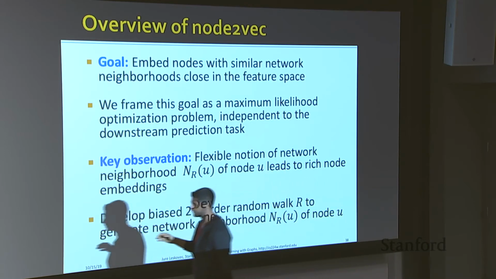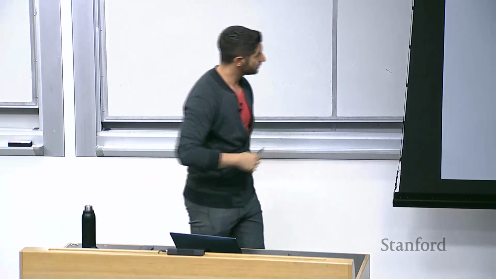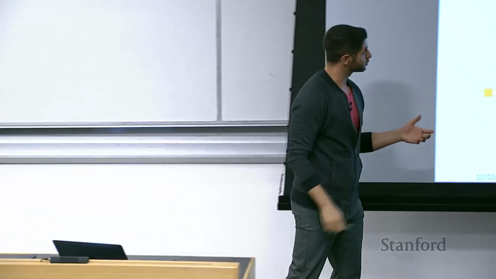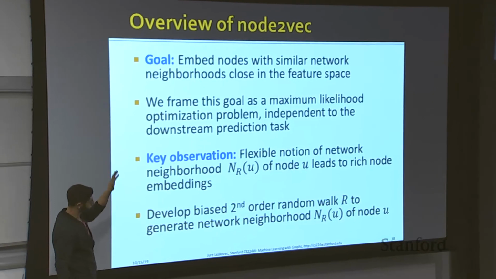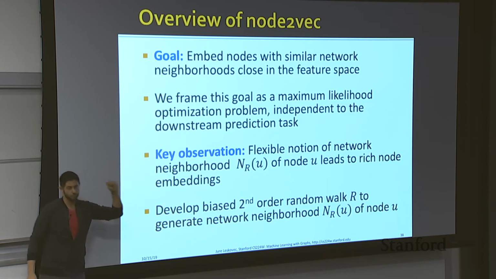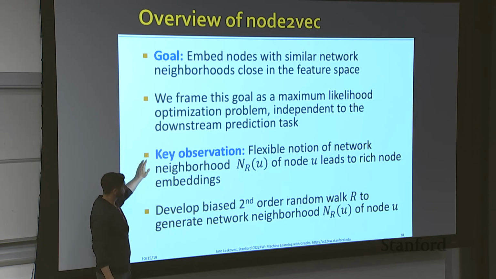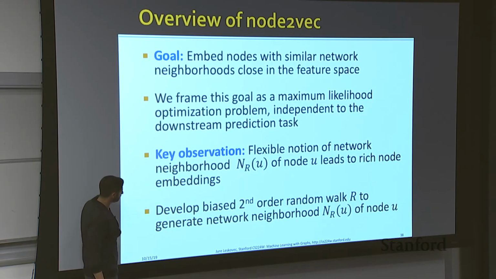The goal is exactly the same. We're going to try to solve exactly the same problem, and the kind of optimization problem is also the same. We're still looking for a maximum likelihood, and this optimization problem will be independent of the downstream prediction task. So we're still working with an unsupervised machine learning pipeline, and the key observation here is that we want a more flexible notion of neighborhood, which will lead to an even richer and more expressive node embedding.